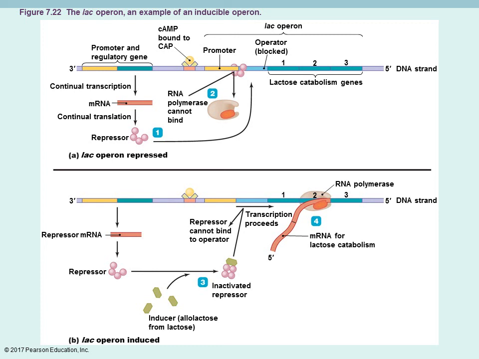Now, what's going to happen is that once you start making those enzymes and you start breaking down the lactose, how do you turn this off again? Well, eventually that lactose is going to be pulled off of the repressor, broken down, and the repressor goes back and binds up to the operator region again. It's a very effective way of controlling the making of various proteins. Only make what you need when you need it.